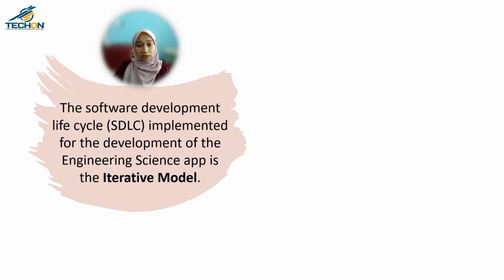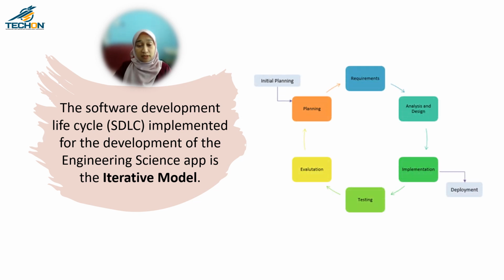The software development lifecycle implemented for the development of the Engineering Science app is the iterative model. This is because the requirements are already known prior to the design and development phase. Furthermore, users are involved in the testing and evaluation stages, which helps us to improve the performance of the app.